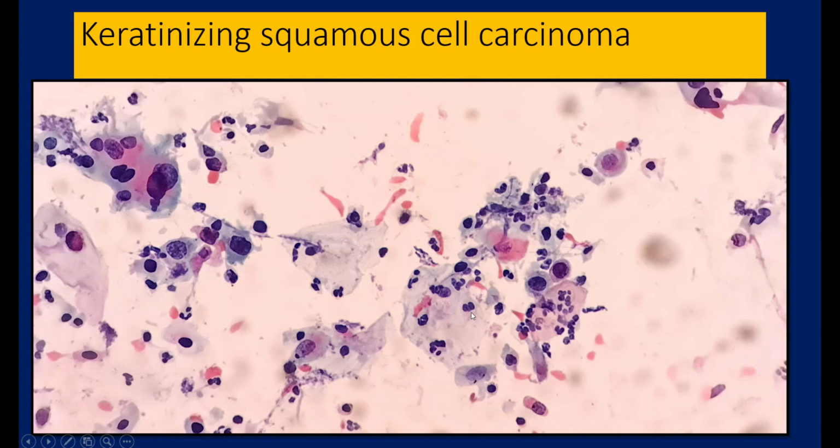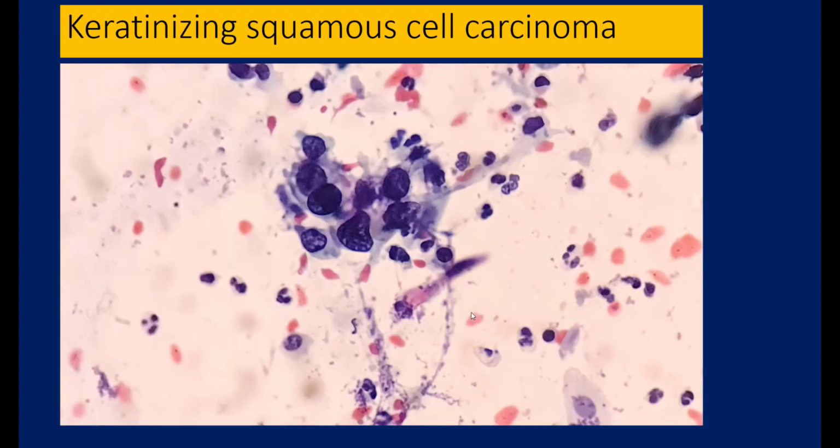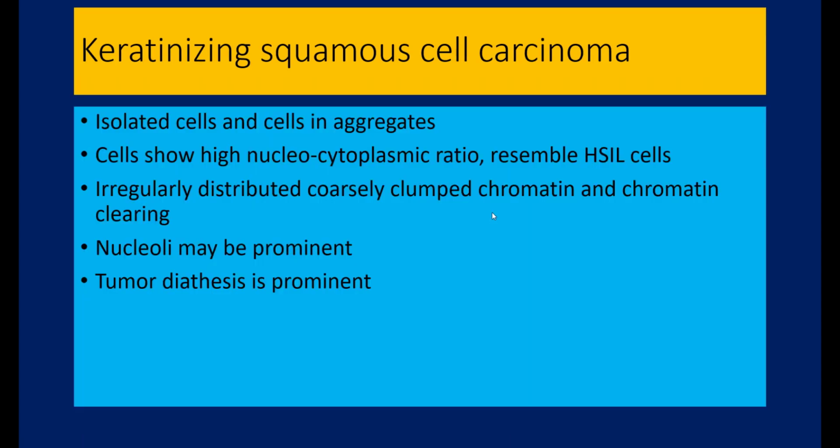This is a picture of a keratinizing squamous cell carcinoma, another one of a keratinizing squamous cell carcinoma, extremely pleomorphic cells, right? Hyperchromatic, irregularly distributed chromatin, and some opened up spaces, so-called chromatin lakes. Look at this. This is what a chromatin lake looks like, absolutely clear spaces, in an otherwise hyperchromatic nucleus. And this is keratinizing squamous cell carcinoma. Right.